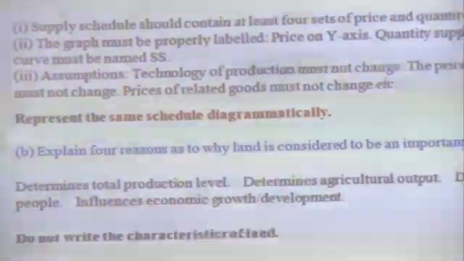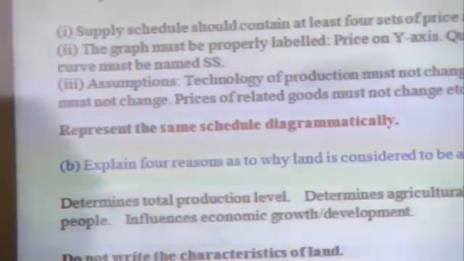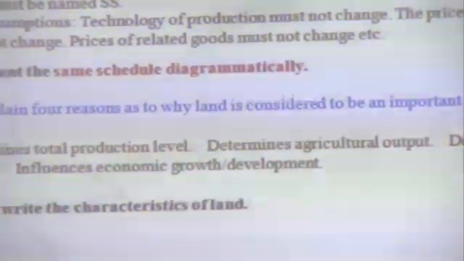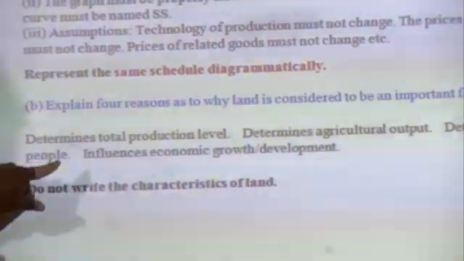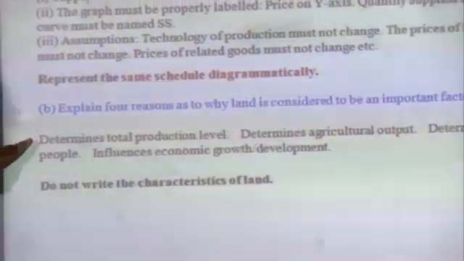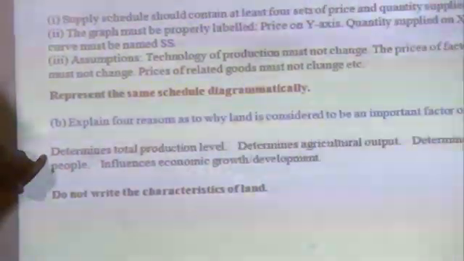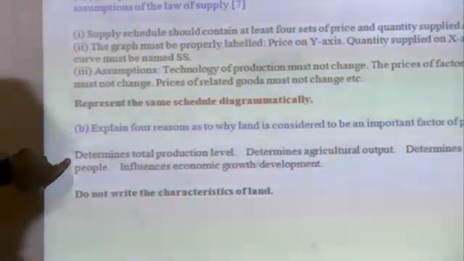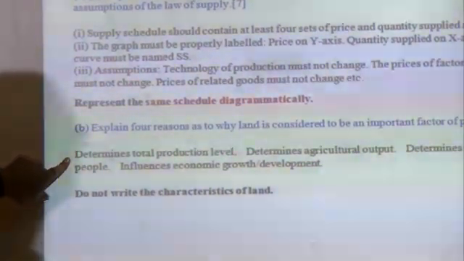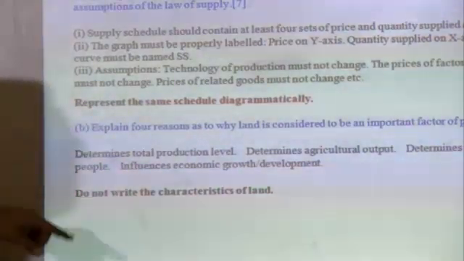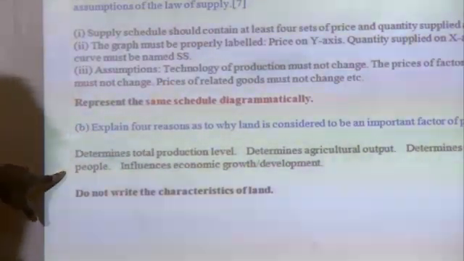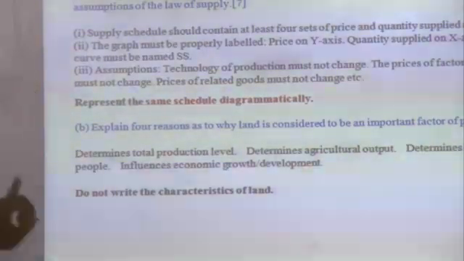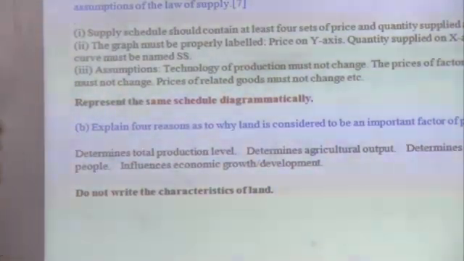Next, B. Explain 4 reasons as to why land is considered to be an important factor of production. 8 marks, so 4 reasons, 2 marks each, 2 4s are 8. So for every reason you get 2 marks. So the answer would be, it determines total production level, determines agricultural output, it determines industrial production. This is just a gist, you need to expand it. Fulfills the basic needs of the people, influences economic growth, development. You have to write on these, but do not write the characteristics of land.